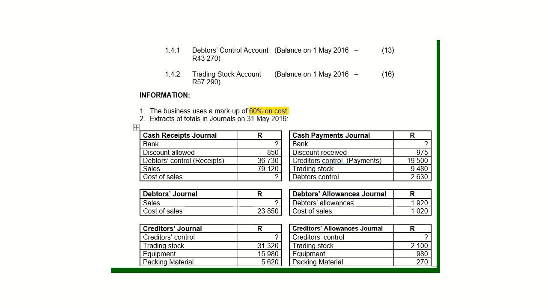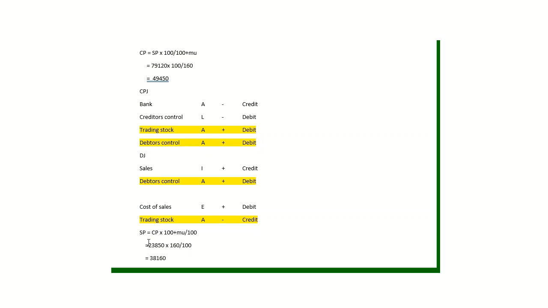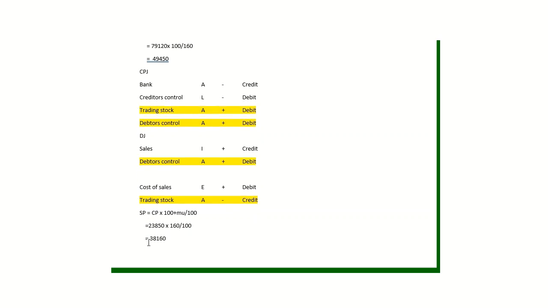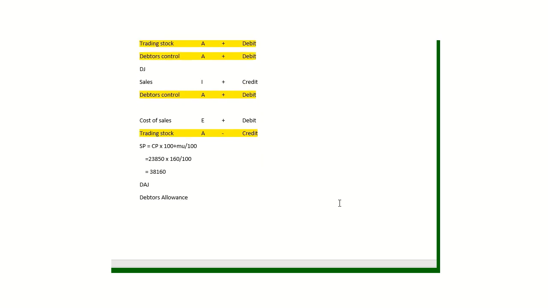DAJ also has two columns, debtors allowance and cost of sales. DAJ is for goods returned, so the debtors allowance is the selling price and the cost of sales the cost price. So let's look at the transactions for a DAJ. So a DAJ, first column is debtors allowance. Now, as I said, the debtors allowance is the selling price of the items that was returned to us. Who returned it? The debtor that owes us the money. So the opposite account will be debtors control.